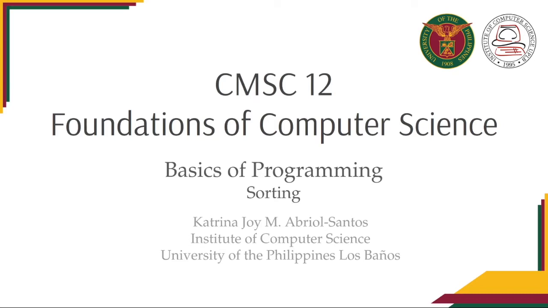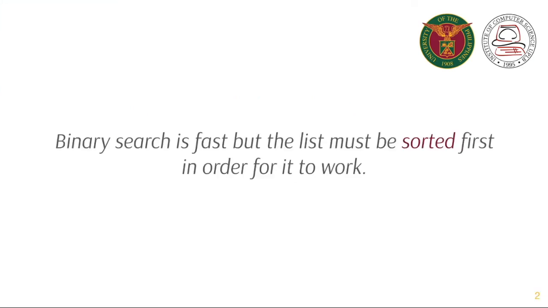In the previous video, we have discussed searching algorithms. We compared the performance of linear and binary search algorithms, and we said that the binary search algorithm performs better than linear search in terms of the number of iterations it takes for the value to be found. In order for the binary search to work, the list must be sorted first.